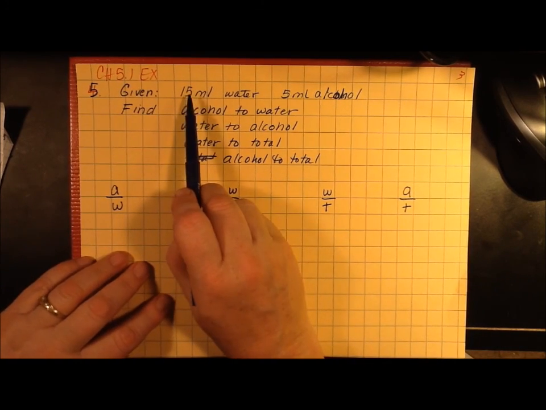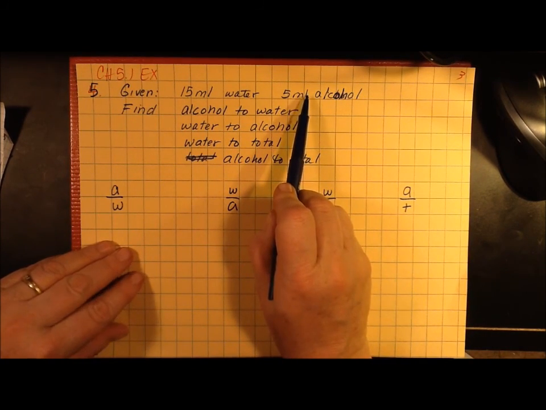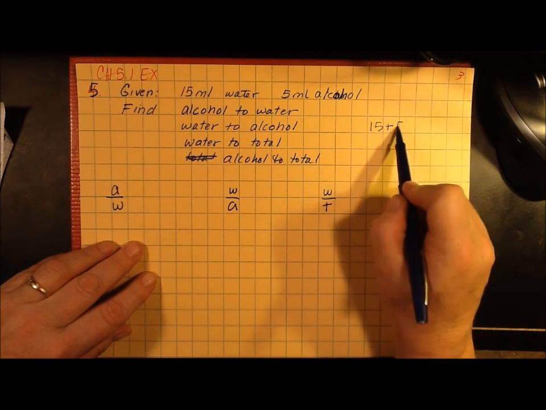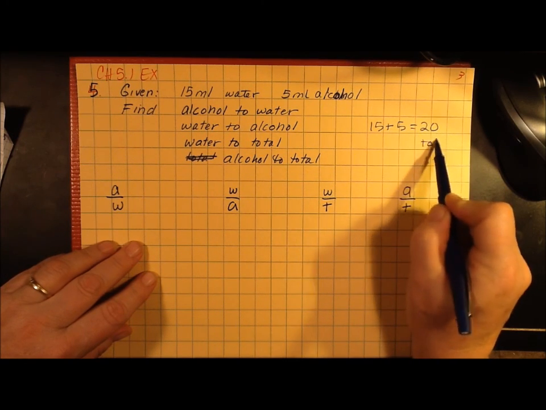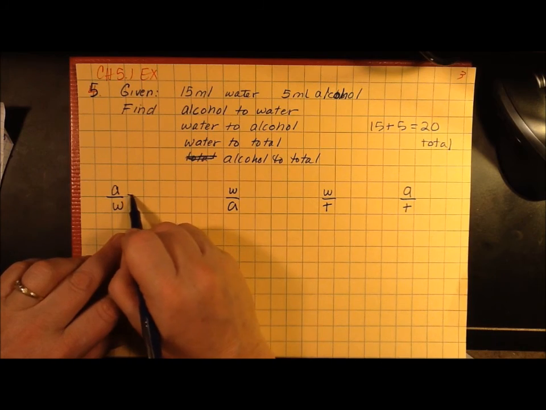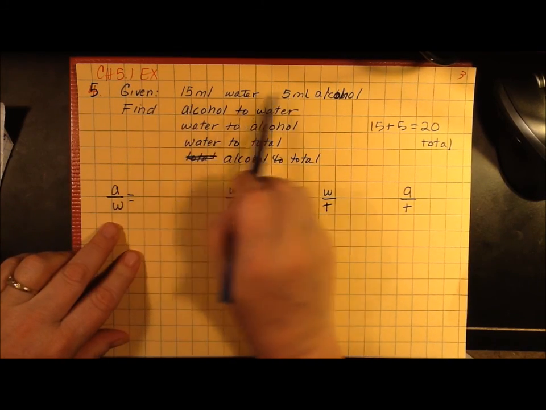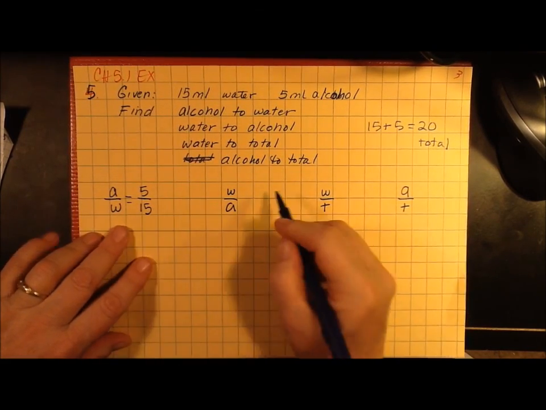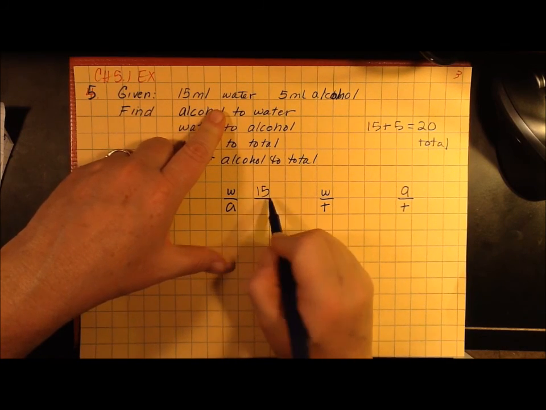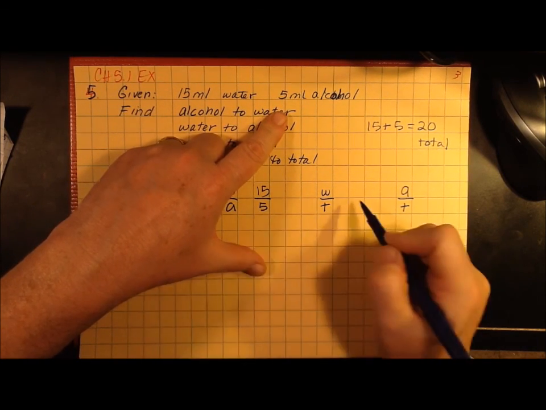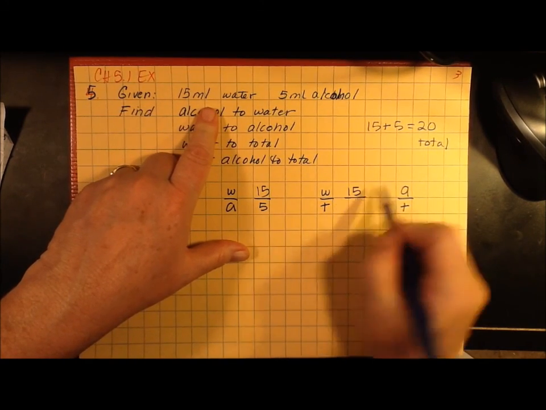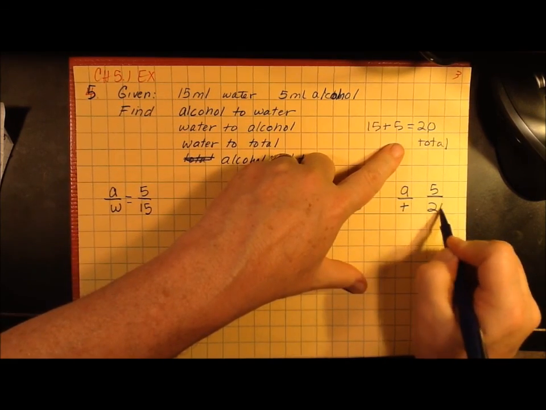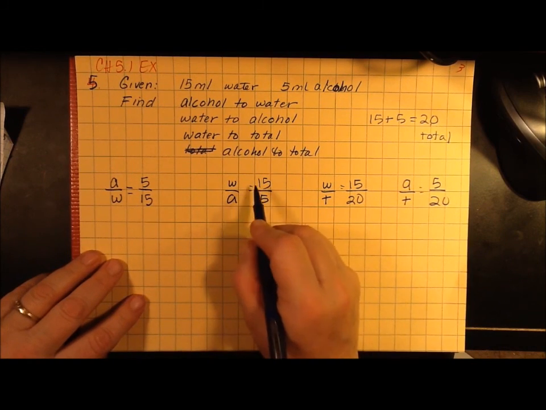And even though I've been given only 2 parts, I can use that information to tell me what the total is. So 15 plus 5 equals 20. That's the total amount. So let's take a look at this. Alcohol to water. Alcohol would be 5. Water would be 15. Water would be 15. Alcohol would be 5. Water would be 15. Total would be 20. Alcohol would be 5. Total would be 20. So those are my basic relationships.